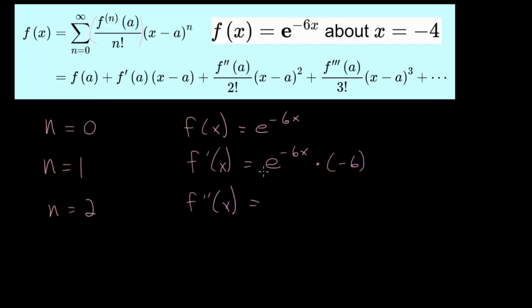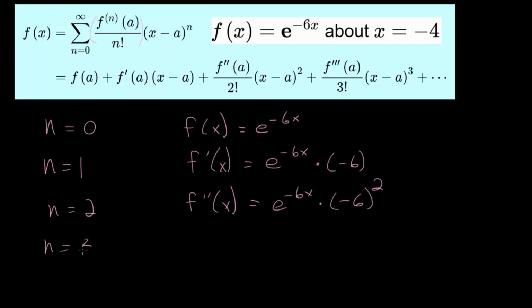But again, the derivative of the exponential function is itself, and we multiply by the derivative of the inner function, which again would be -6. And this -6 carries along, so now we have -6 multiplied by -6, and we can write -6 squared.